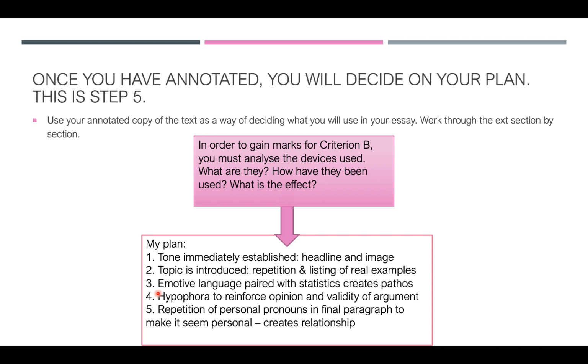So once you've annotated, you then decide on your plan. So this is obviously step 5. Use your annotated copy of the text, because you will look at what you've mentioned and you'll decide on what you actually want to talk about.